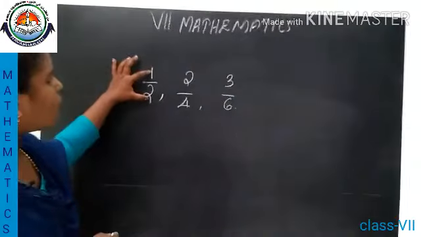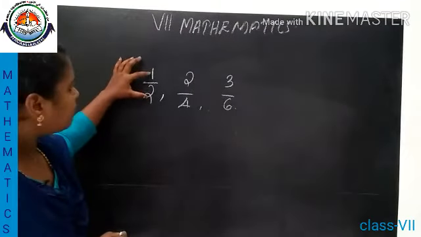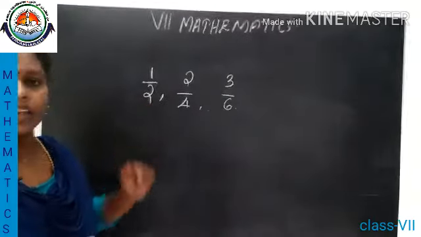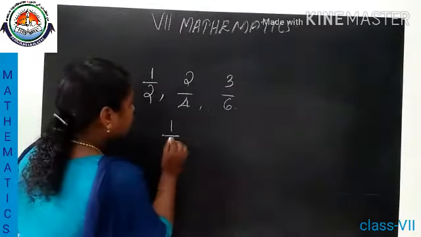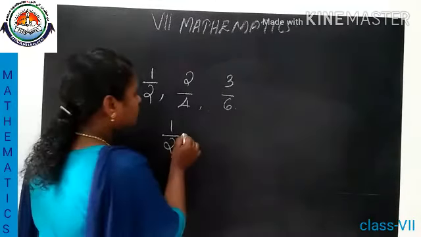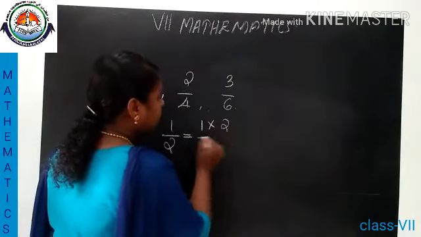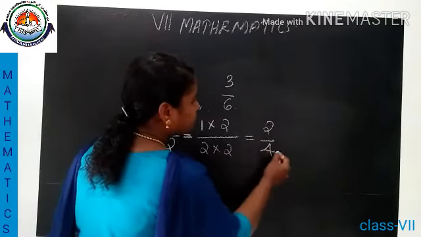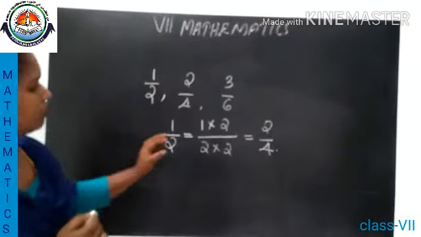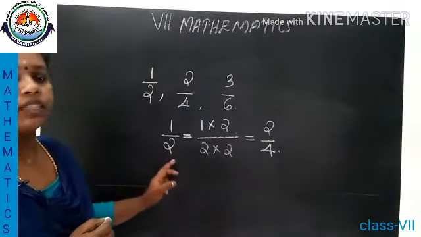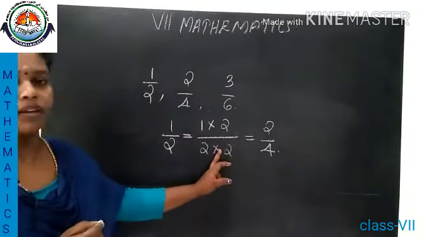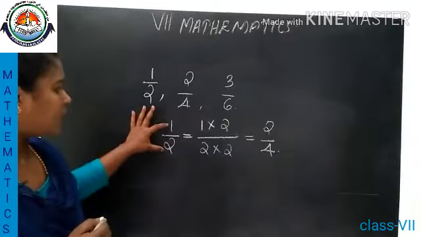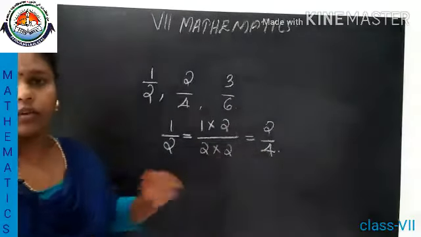Listen here, this 1 by 2 is equal to 2 by 4. Why is it equal? How can we say that they are equal? Listen here, in the fraction 1 by 2, if you multiply the numerator and denominator by 2, we will get 2 by 4. That means we have multiplied the numerator and denominator by the same number, then our fraction is 2 by 4. So we can say that 1 by 2 and 2 by 4 are equal.